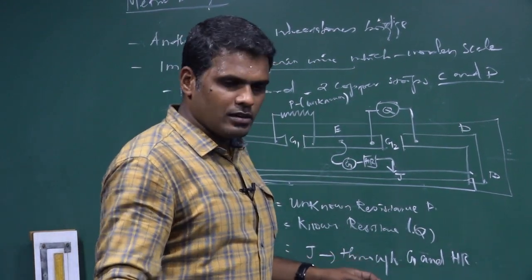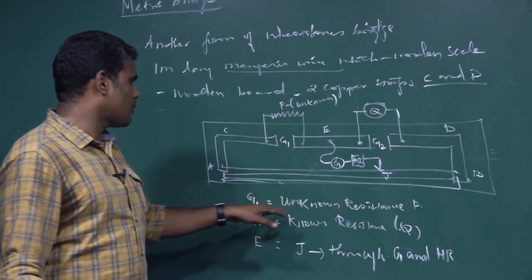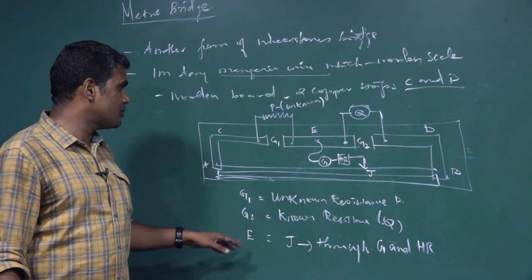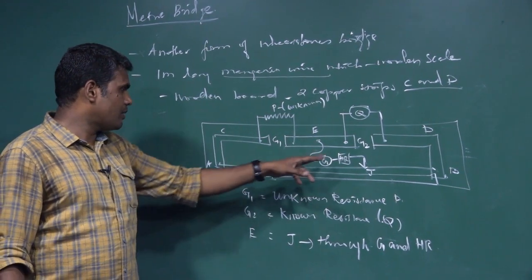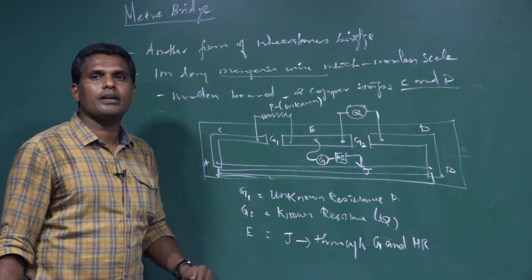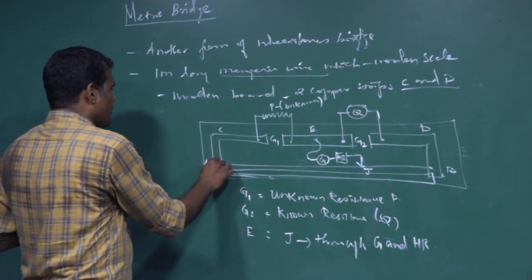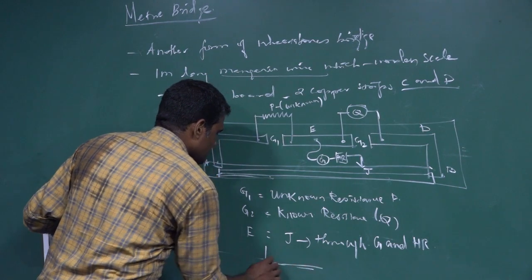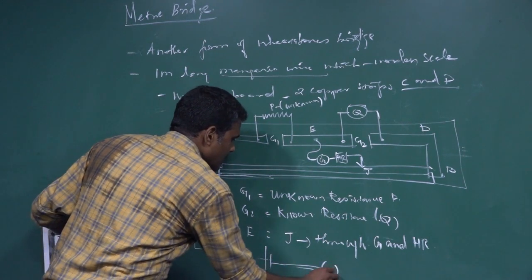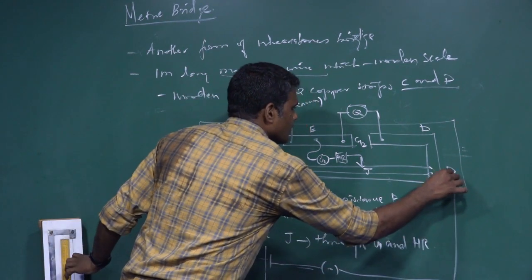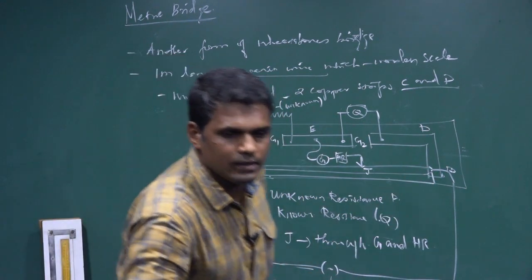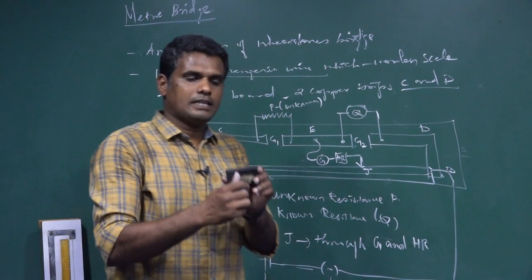Fine. So across the gap G1, you are connecting an unknown resistance P. Across the gap G2, you are connecting a known resistance Q. From the terminal E, you are connecting a jockey through a galvanometer and a high resistance. Between the terminals A and B, you are connecting a Leclanché cell and a key. Key is this one.